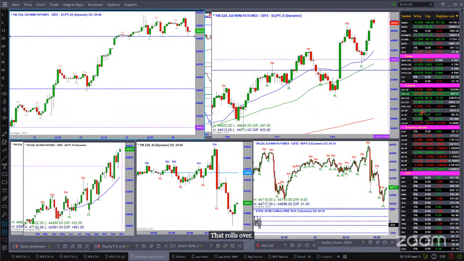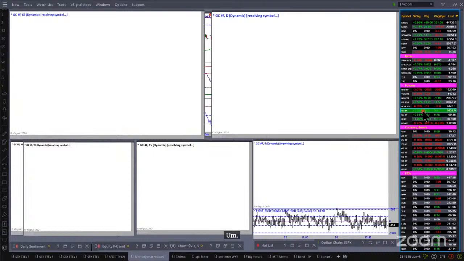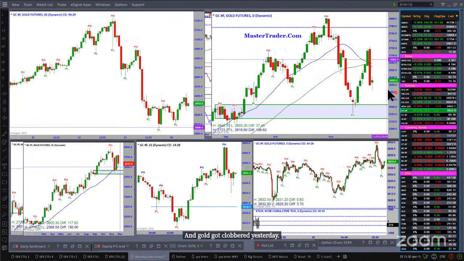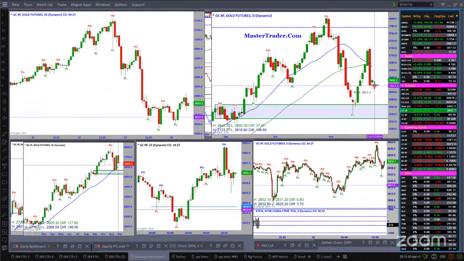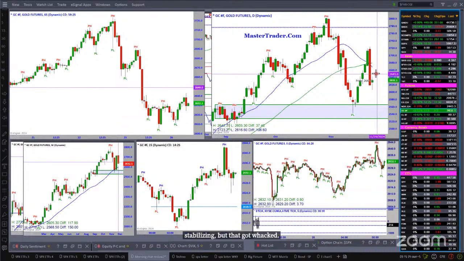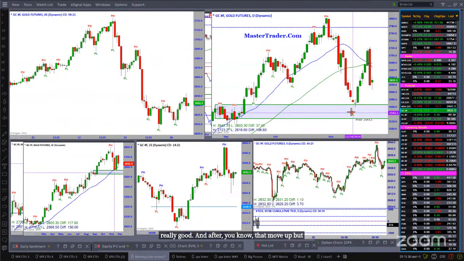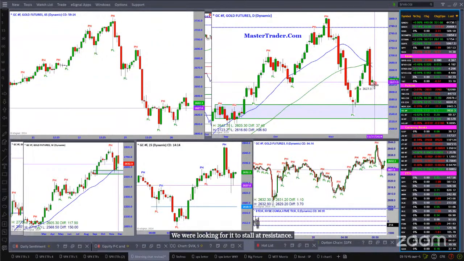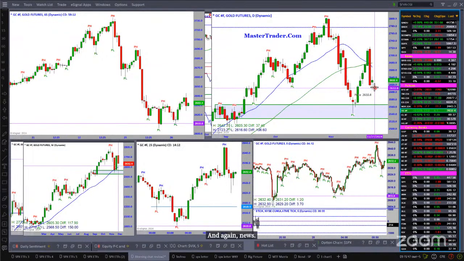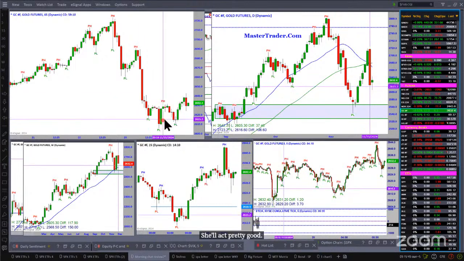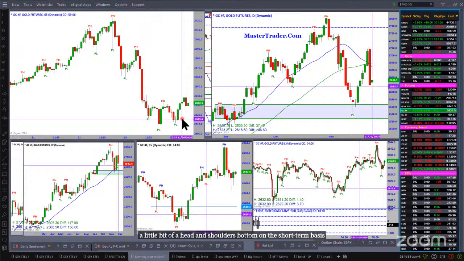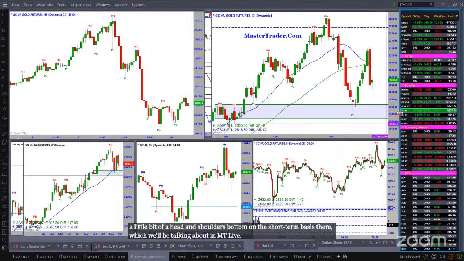And gold got clobbered yesterday. It's stabilizing, but it got whacked really good after that move up. But look, we were looking for it to bounce down here. We were looking for it to stall at resistance. And again, it got shellacked pretty good. There's a little bit of a head and shoulders bottom on the short-term basis there, which we'll be talking about in MT Live on Wednesday.